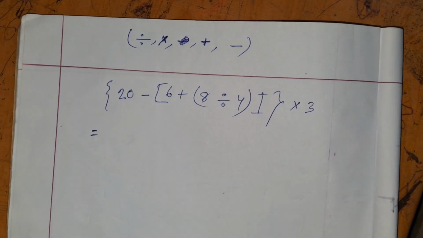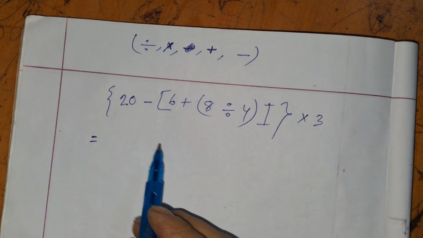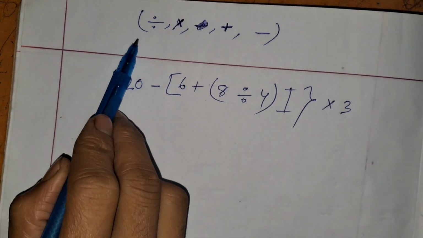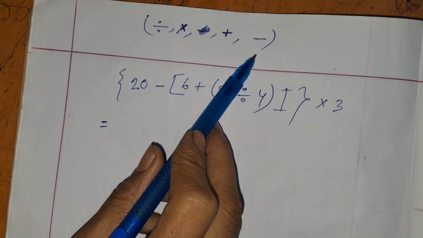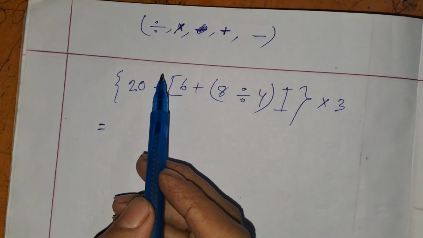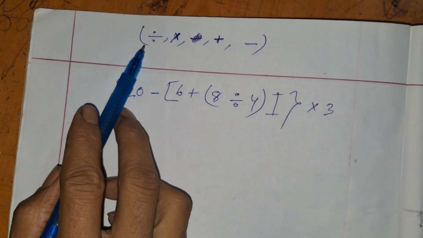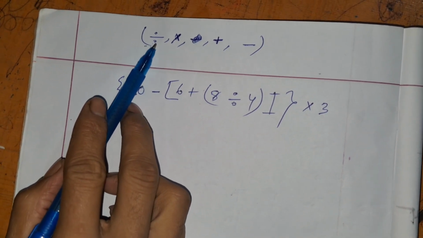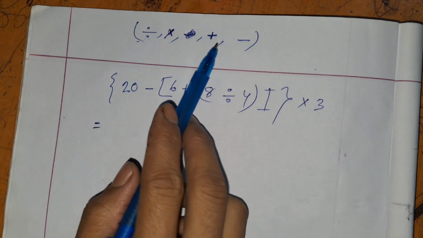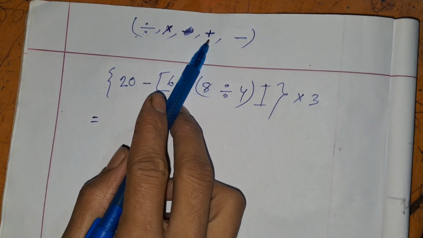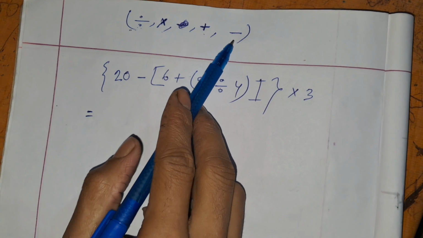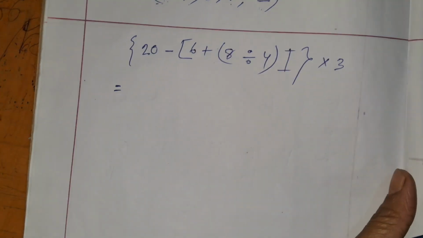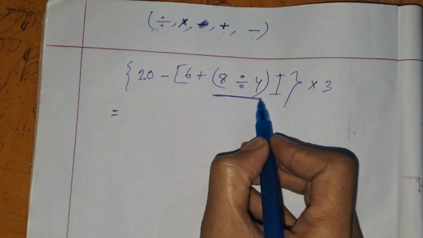Hello friends, today we are going to solve this simple math. So to solve this math we have to find out first parenthesis, then second parenthesis, then third parenthesis. So after finding first parenthesis we have to complete division first, then multiplication second, then addition third, and subtraction at the end. So here is our first parenthesis.